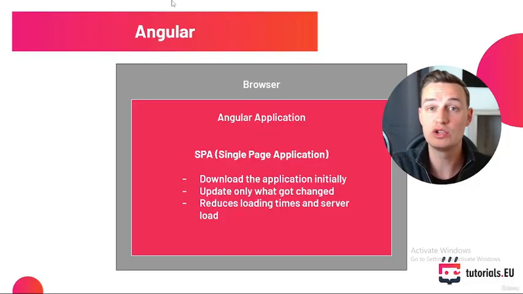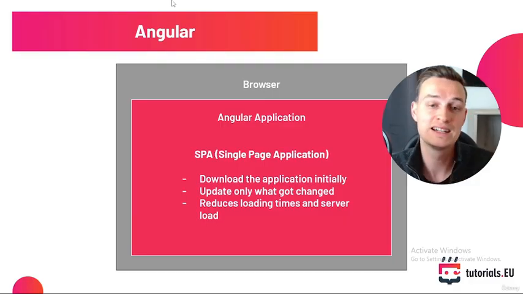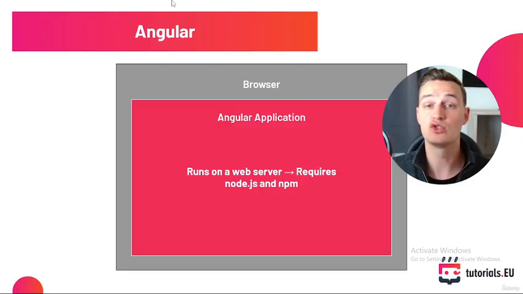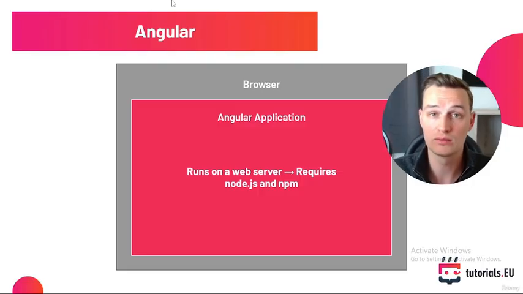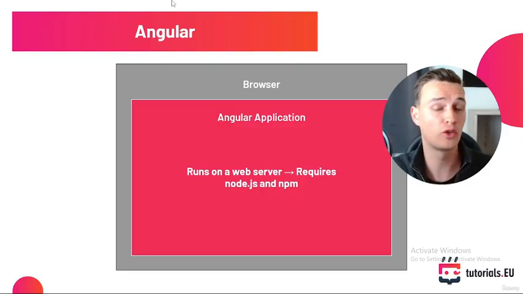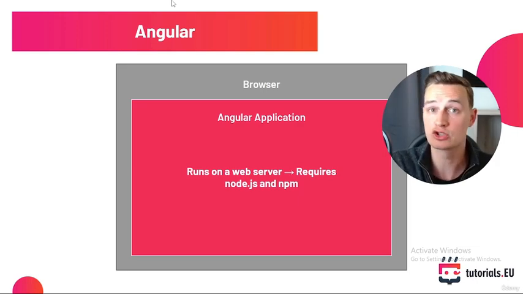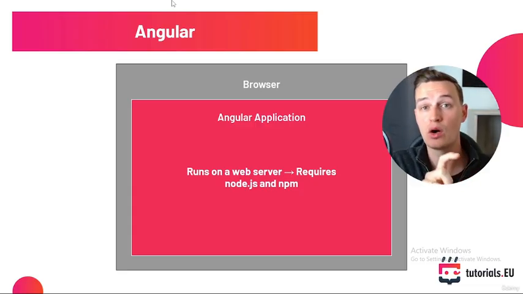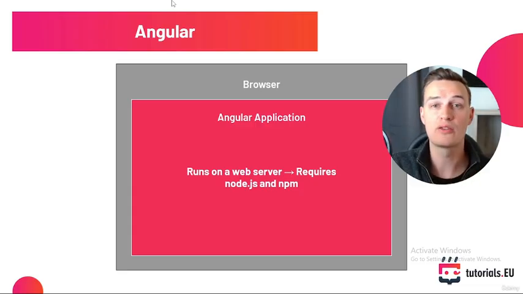And therefore, we also reduce the server load because we don't have to update so much data. And finally, our Angular application runs in a web server. So if we run it locally, it's called the localhost. So our Angular application would run in a localhost. Then we can enter this localhost URL inside of our browser to get access to the Angular application.